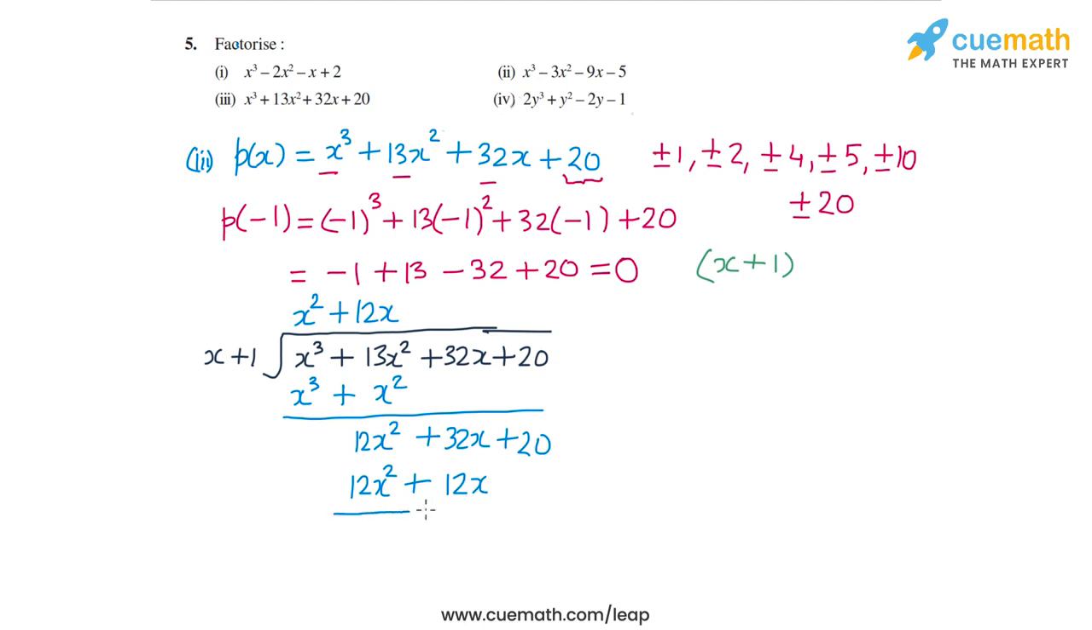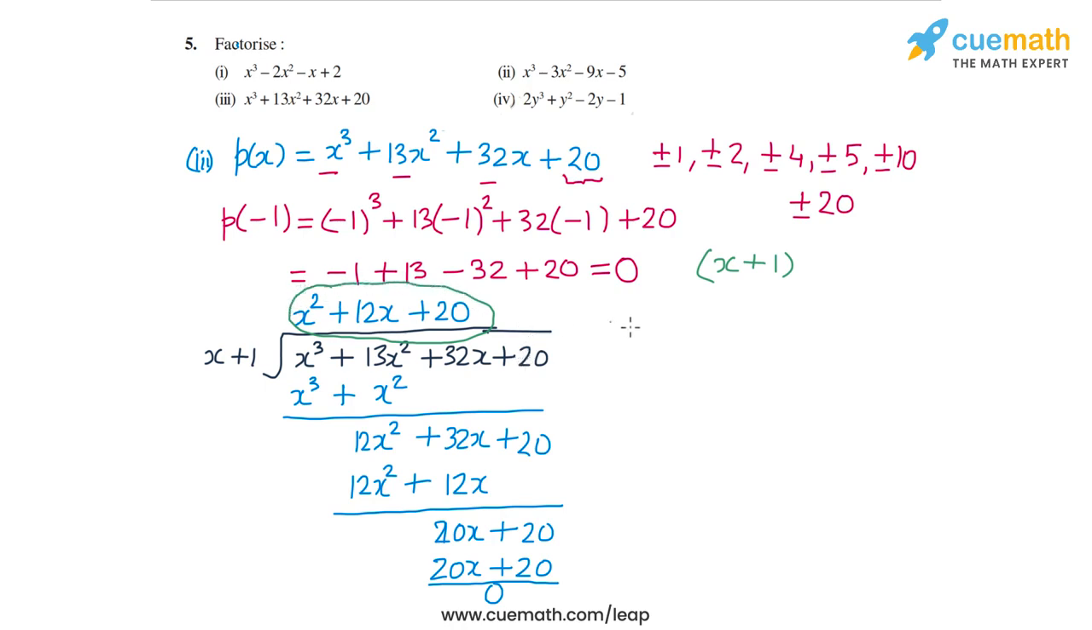Again I subtract, and this time I'm left with 20x plus 20, which means that my third multiplier will be 20, and that generates the term 20x plus 20, leading to a remainder of 0. So the division process terminates at this stage. So the remaining quadratic part of p(x) is x square plus 12x plus 20.